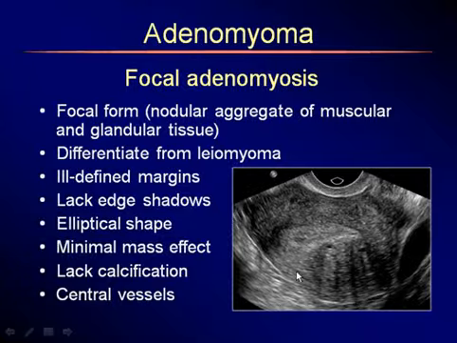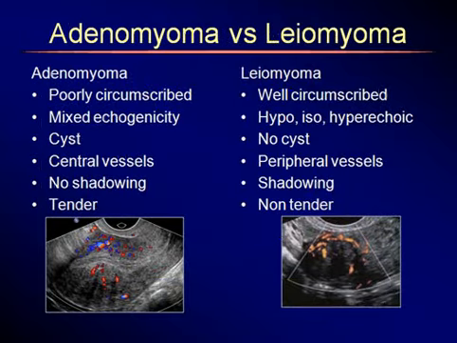They have ill-defined borders. They lack edge shadows because they're actually just abnormal tissue. They can be elliptical. They have very minimal mass effect. They do not calcify, and they have vessels coursing through them. That is in contrast to the myoma, which forms in the myometrium and pushes the normal myometrium around it.